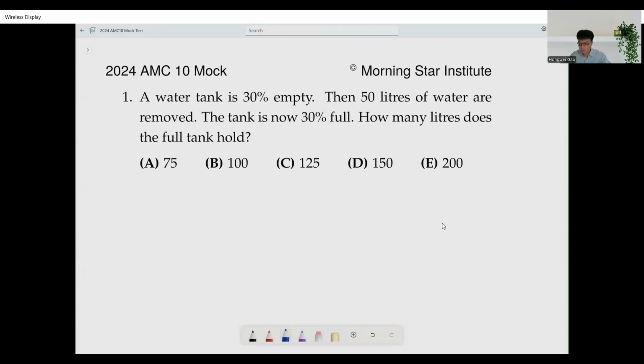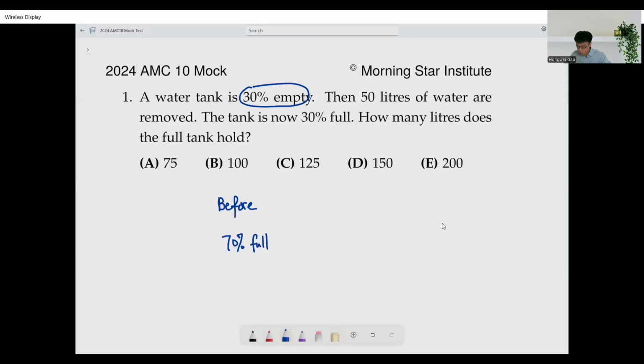Let's do question 1. We have a water tank that is 30% empty, then 50 liters of water are removed. Now the tank is 30% full. How many liters does the full tank hold? So before the water is removed, we have 30% empty, but that's equivalent to 70% full.